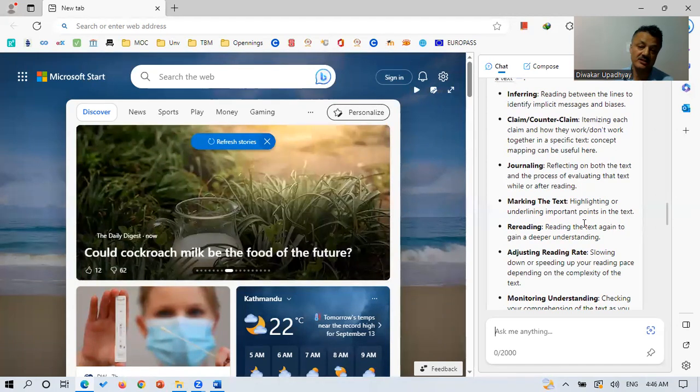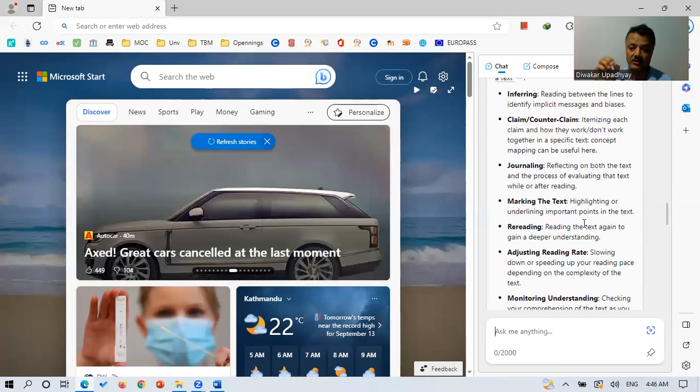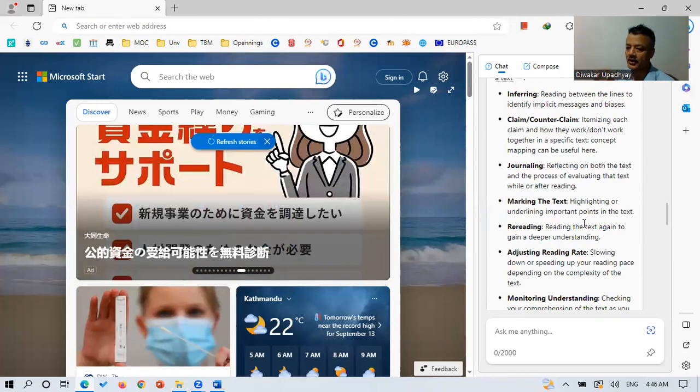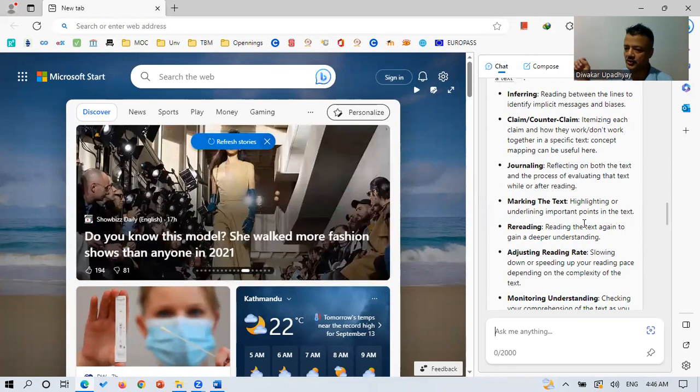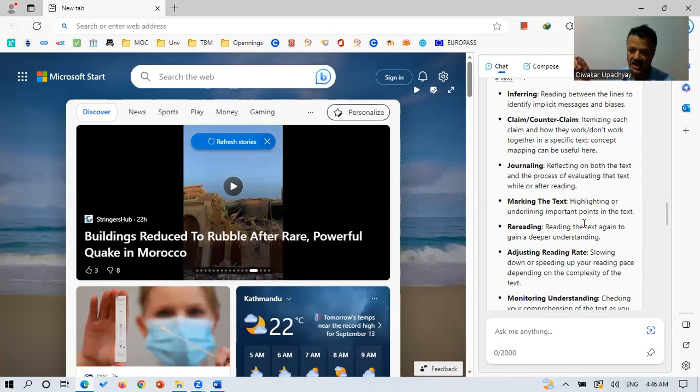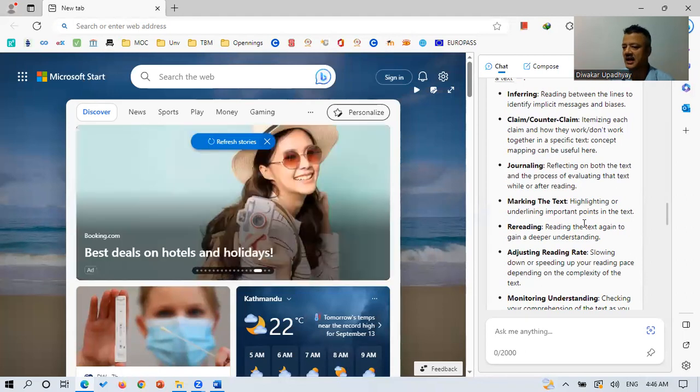Marking the text. As you read critically, you take your pen or pencil or highlighter and you highlight anything in the text that seems important to you, or you underline something that is important to you, or you put a circle around a word or phrase or expression that you like for a reason, or you mark out something in the text that you feel is important.